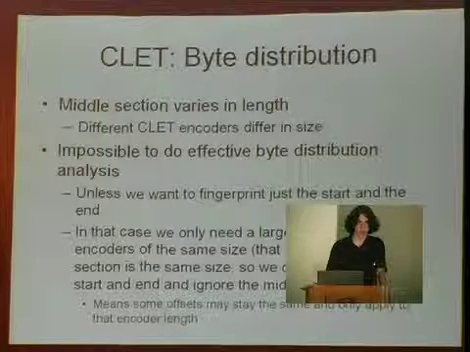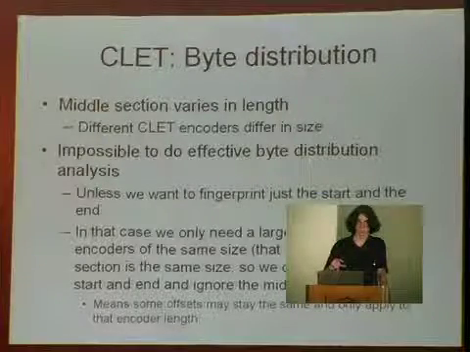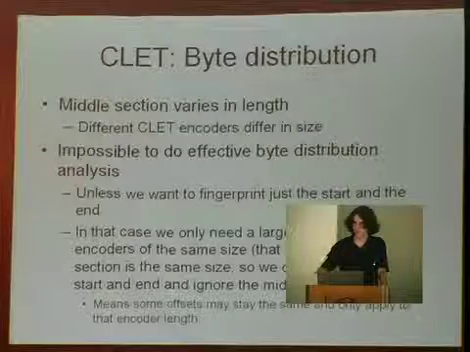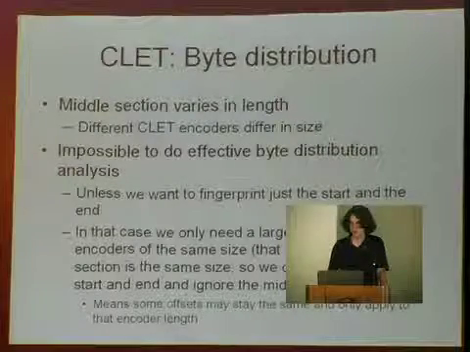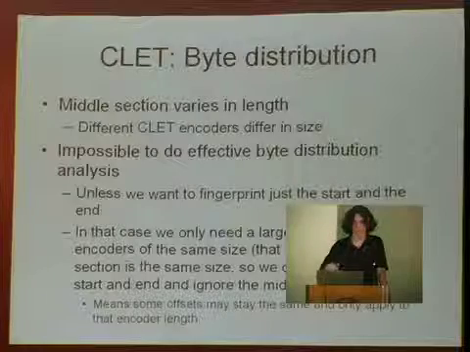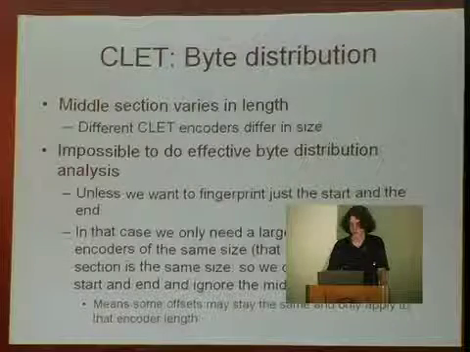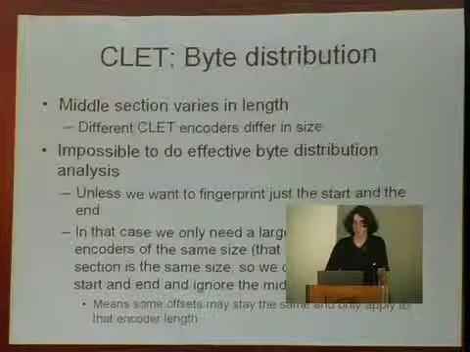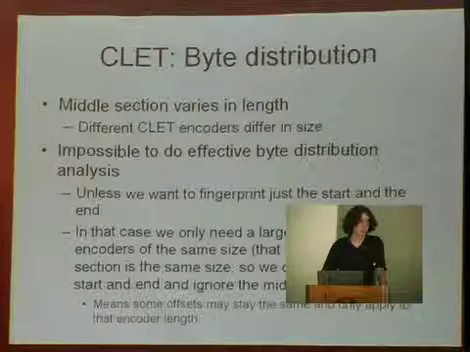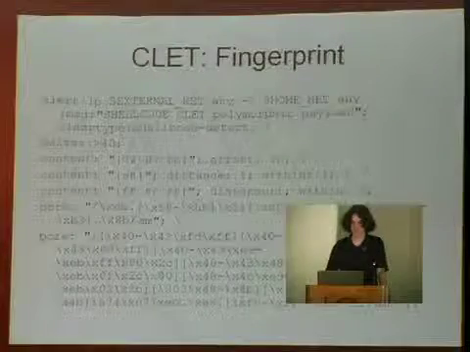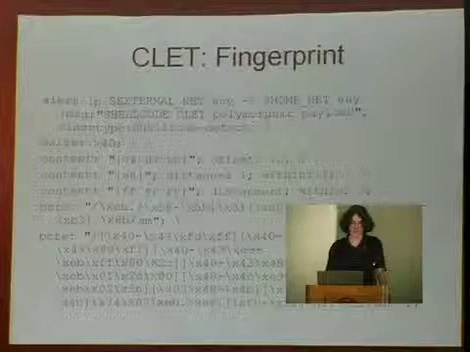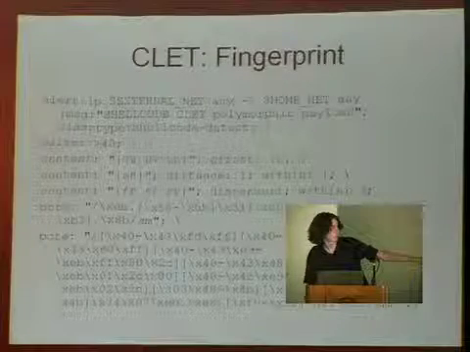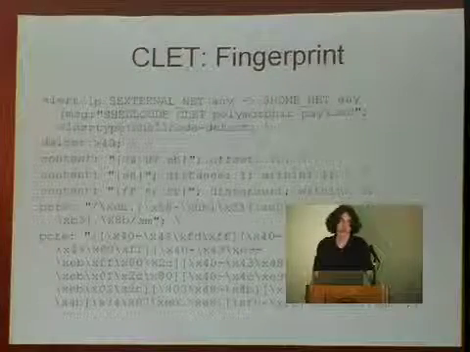In case you didn't understand that, basically, if the middle instruction is the only one that changes, and all of these encoders are 42 bytes, that means the middle section is the same length in all of these sections. So basically, I got a bunch of 42-byte Clet encoders, and I used that as input to Spectrum, and I got that last line right there, the Perl regular expression.